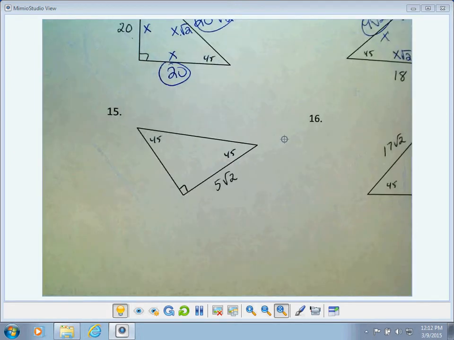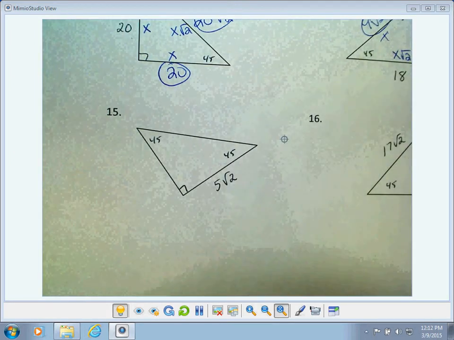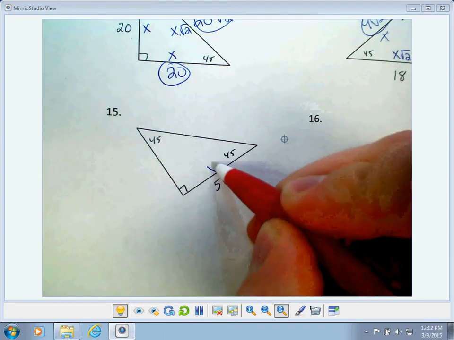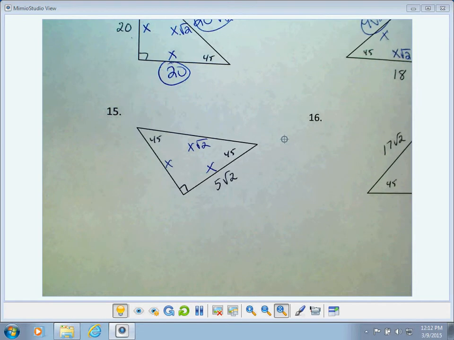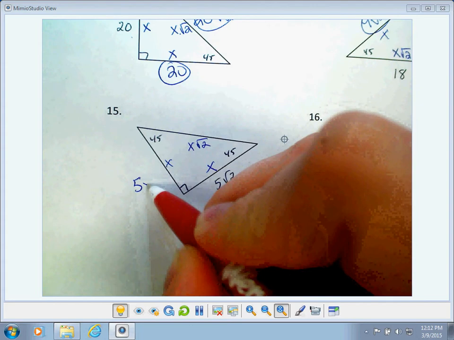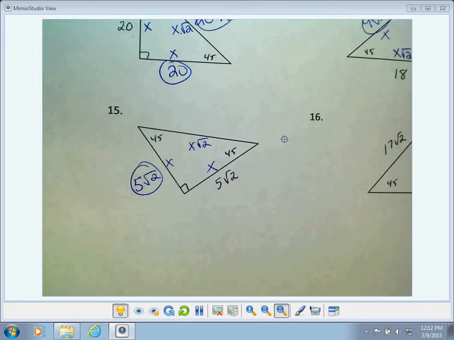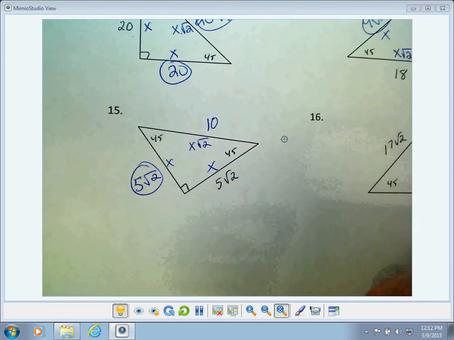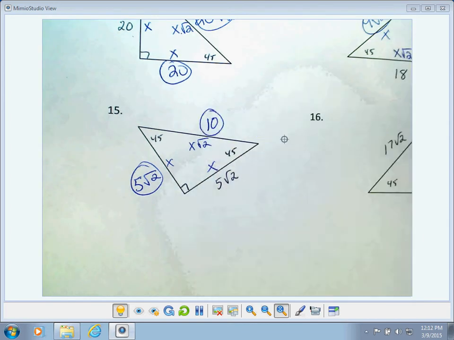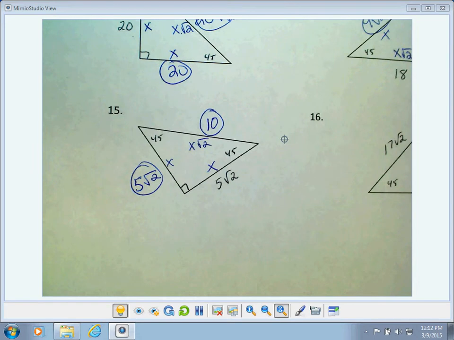For ones like number 15, it's going to be the opposite way. We're given what x is equal to. We want to find what x square root of 2 is. So since in the previous one we divided by 2 and added the square root, in this case we want to take away that square root and then multiply by 2 to get what x square root of 2 is. So note that this side here is 5 square root of 2 because it's x. So if we take 5 multiplied by 2 and get rid of the square root, we get 10, and that's going to be the length of the longer side.